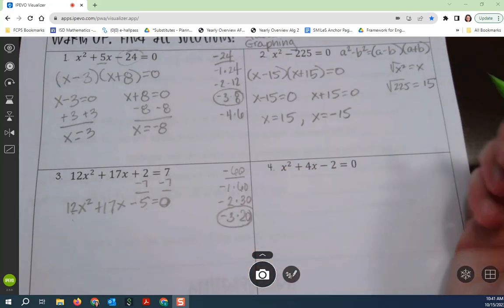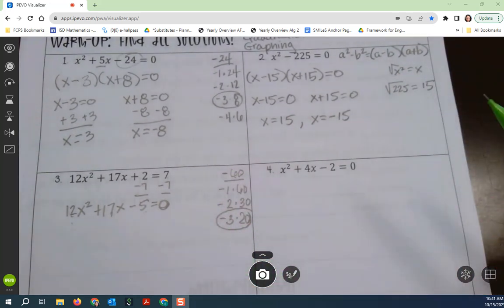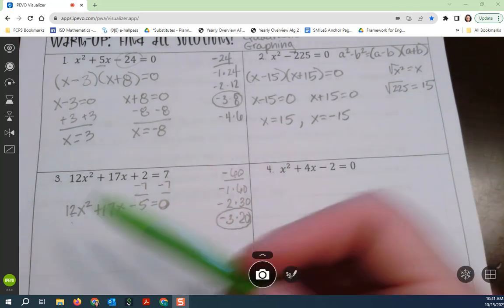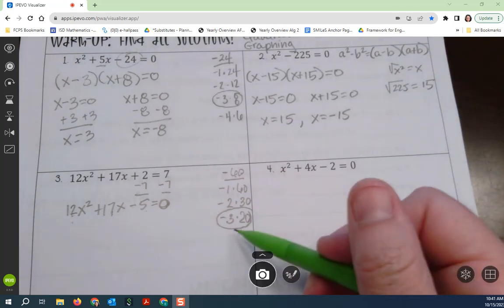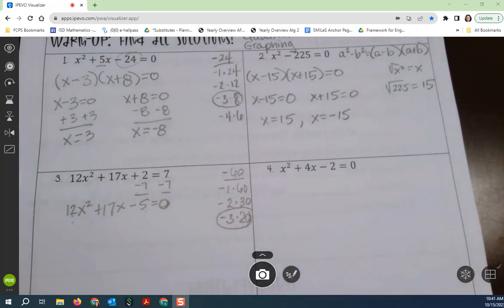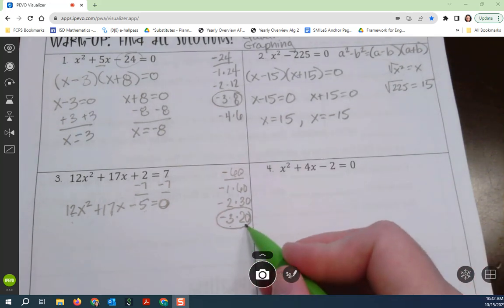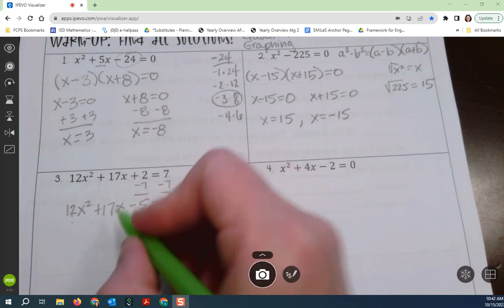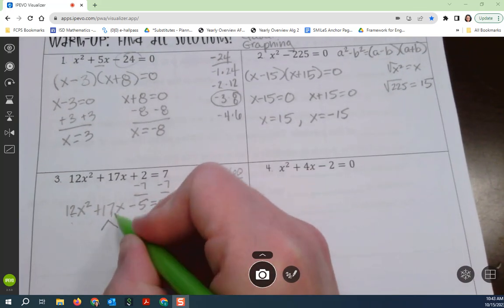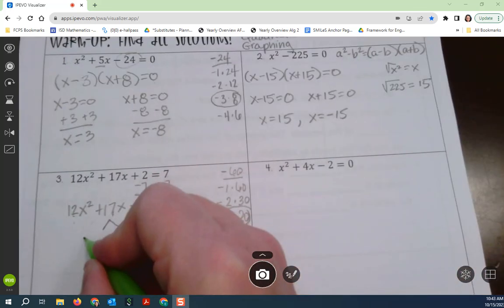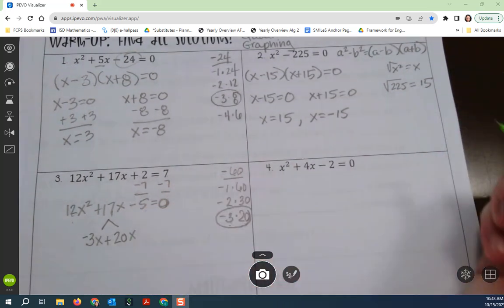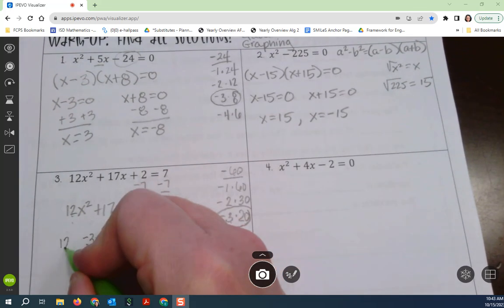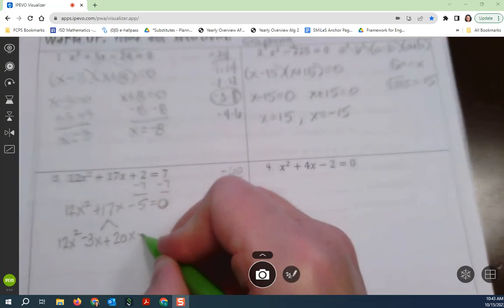Now, I can't just write x minus 3 times x plus 20. If you multiply that out, you will see quickly it does not make 12x squared plus 17x minus 5, but you can use these numbers. So you take these numbers, negative 3 and 20, and you're going to use those as the way to break up 17x. So instead of 17x, we'll write negative 3x plus 20x. And then you'll bring down the 12x squared and the minus 5.